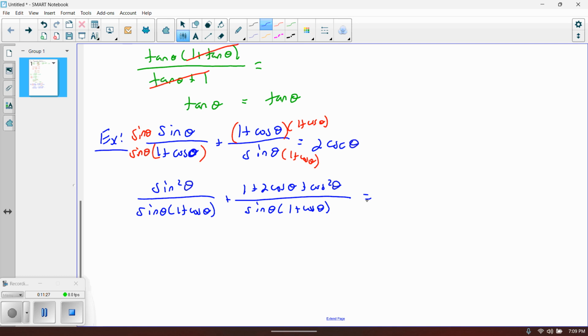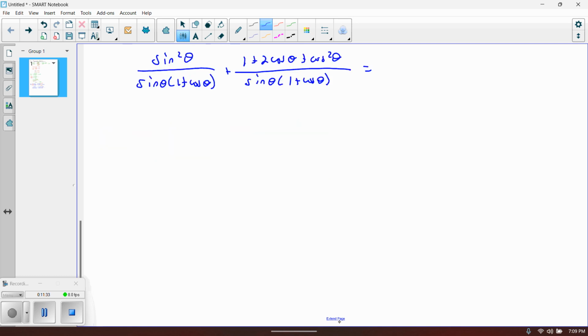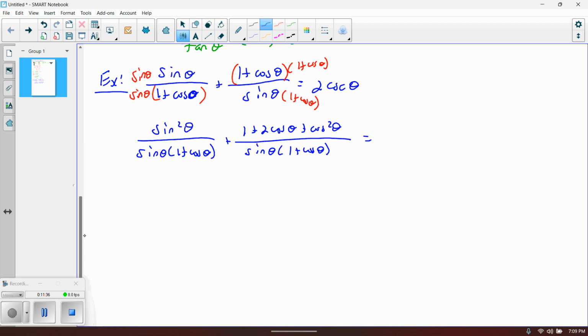Now what I've done, there's absolutely nothing wrong with what I've done, so it's just going to be whether this simplifies the way we want it to or not. So now we can combine the numerators. So I'm going to get a sine squared theta plus 1 plus 2 cosine theta plus cosine squared theta all over my common denominator.